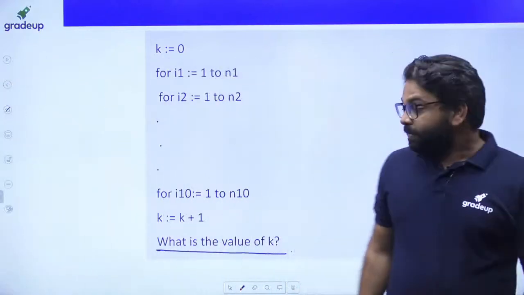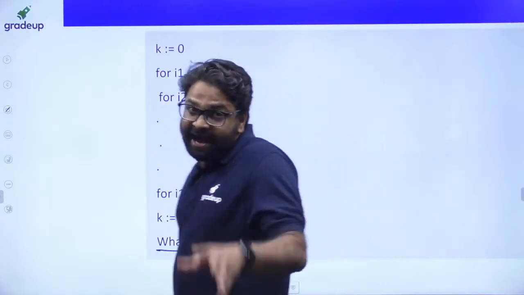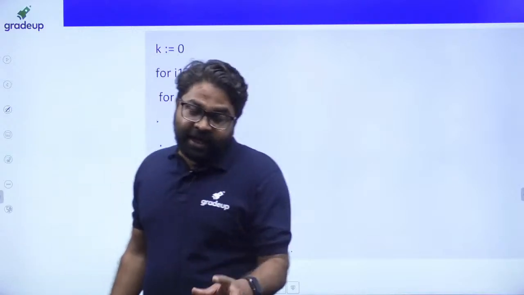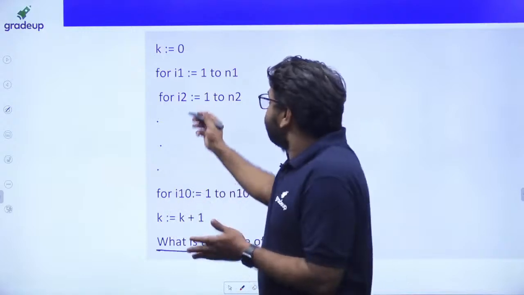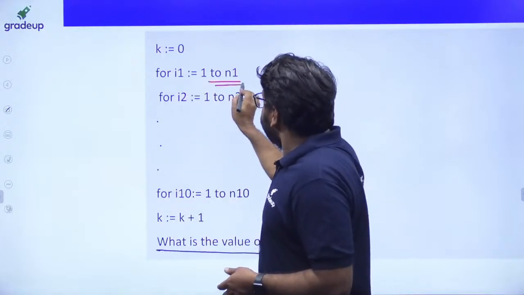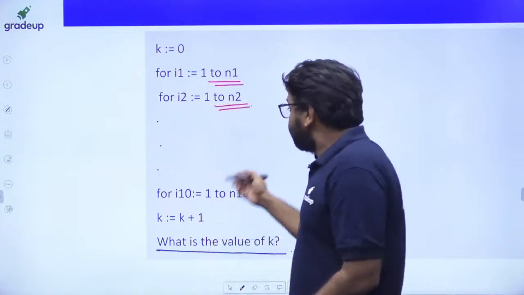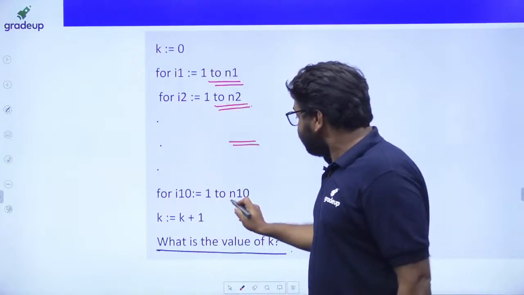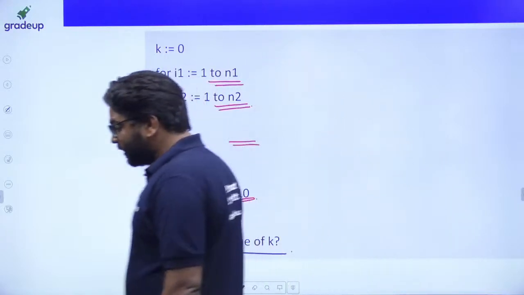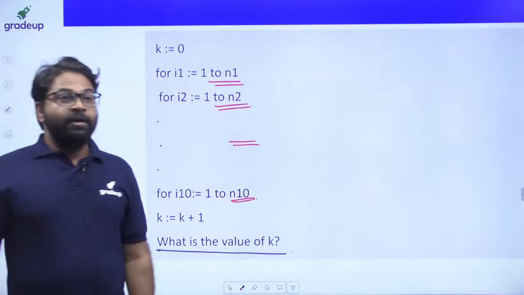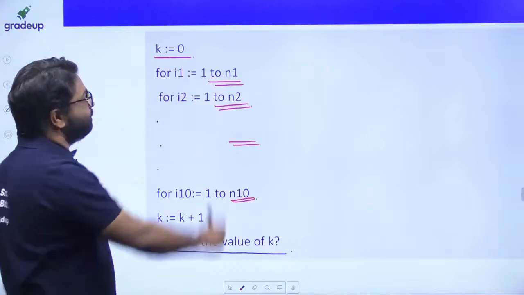There is one program that they have written. As I have told you, when something is happening simultaneously, for each of n1, each of n2 is happening, and for each of n1 into n2, n3 is happening, and in this way n10 will be happening. So what you can understand over here? You can easily understand what is the value of k. See, k has started from 0.